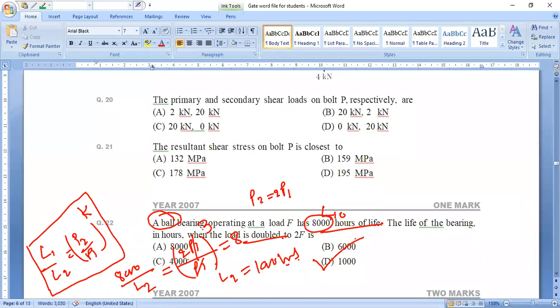Very easy question. Simple relation between life and load: they are inversely proportional, with power K. Life is inversely proportional to P to the power K. So L1 by L2 can be written as (P2 by P1) to the power K. You can solve this. It is a very easy question.